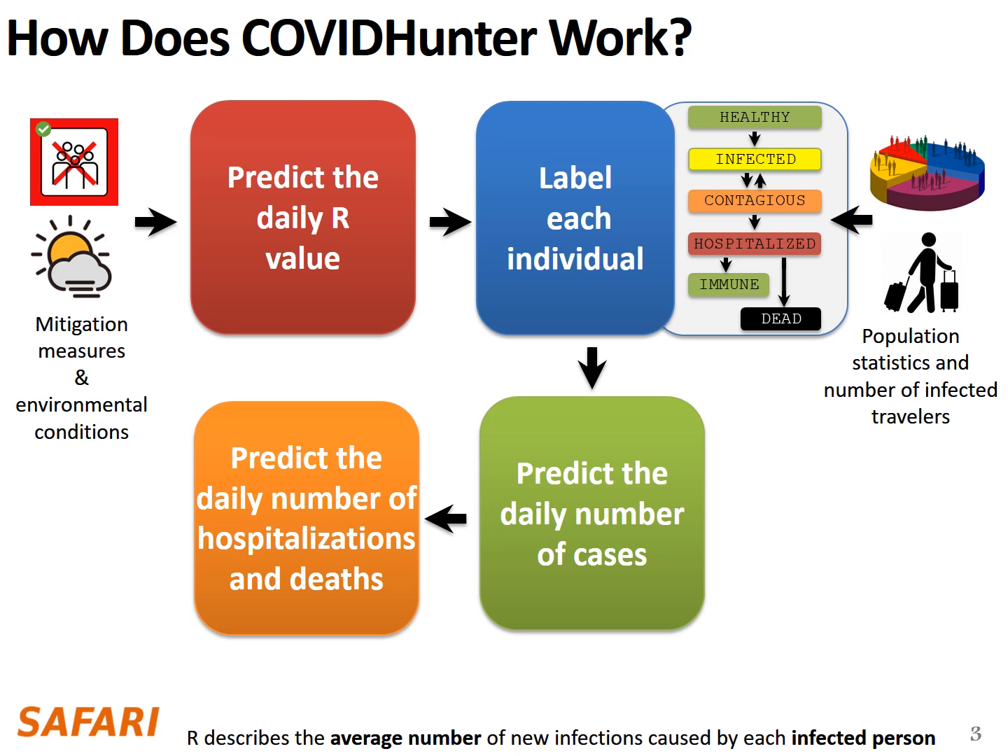The second step is to label each individual in the population based on different stages of COVID-19 disease, starting from being healthy all the way to getting infected, being contagious, or being hospitalized, and then getting immune or being dead. And this step takes information about the population and the number of infected travelers. The third step is to predict the daily number of cases, and based on this, we can perform the fourth step to predict the daily number of hospitalizations and deaths.